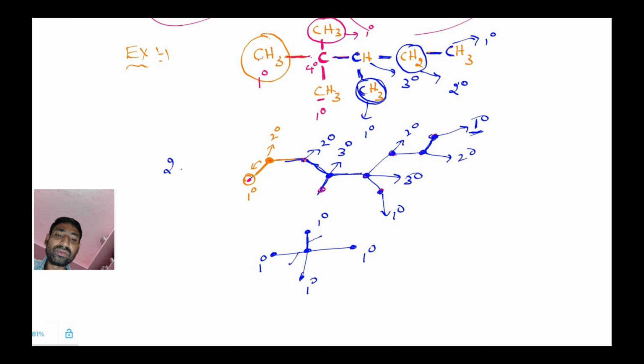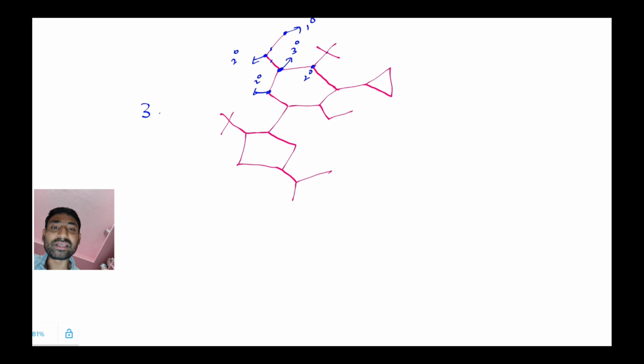Now look at this molecule. I want to represent primary, secondary, tertiary in this molecule. Here this carbon is called primary. This carbon has two bonds, so secondary. Now this carbon is tertiary. This carbon secondary. Here secondary. Here 4 degree, quaternary. Here primary. Here primary. Here primary.